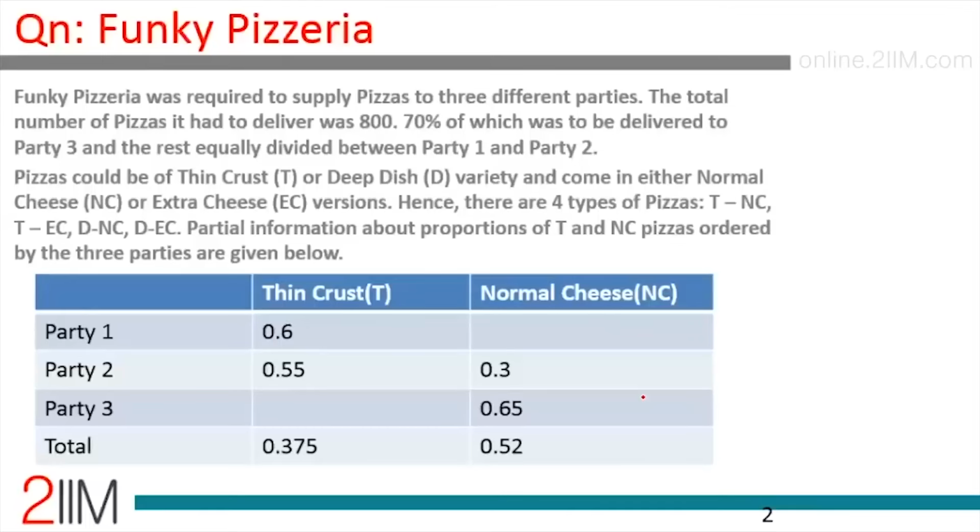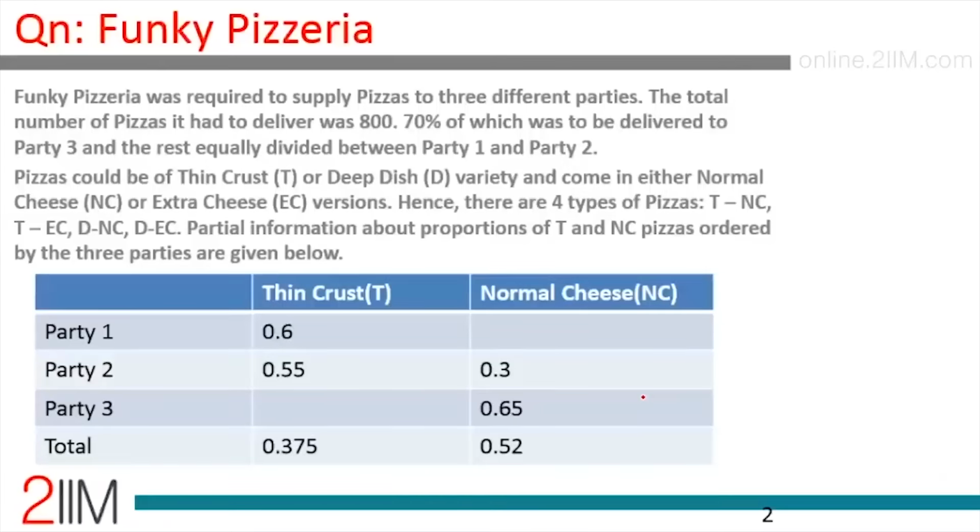0.375 as a fraction. What is 0.375 as a fraction? What is 0.125 as a fraction? 0.5 as a fraction? 1 by 2. 0.25? 1 by 4. 0.125? 1 by 8. 0.375? 0.125 is 1 by 8. 3 by 8. 3 times that.